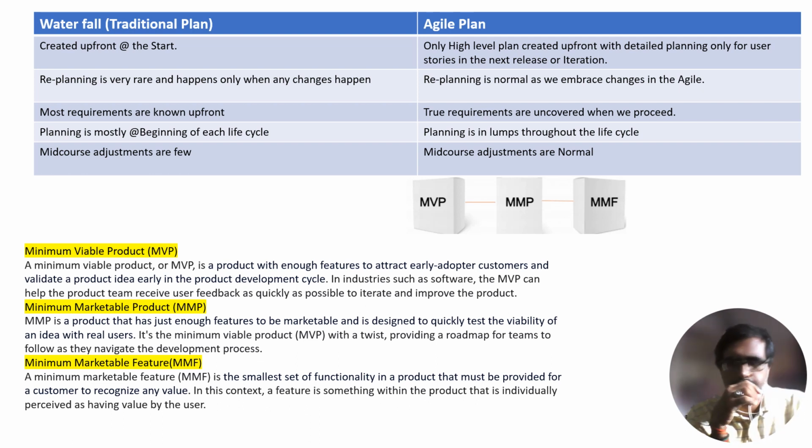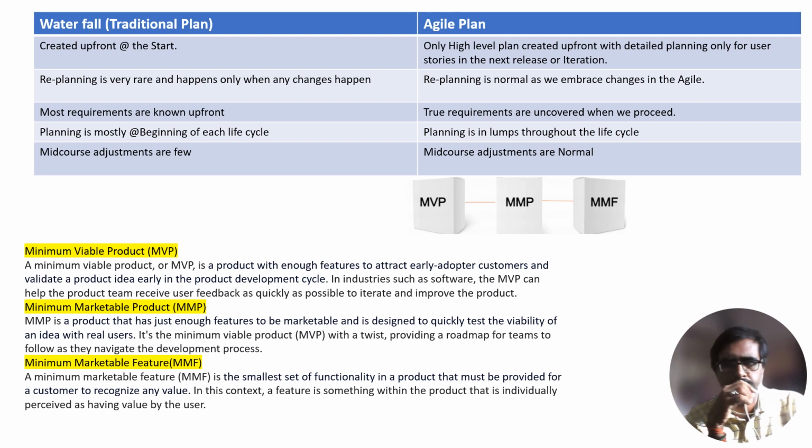The traditional plans are created upfront at the start of the life cycle during the planning stage. Agile plans are created only at a high level upfront, with detailed planning only for the user stories in the next release or iteration. So replanning in the traditional plan is lesser and happens only when changes happen. Therefore, replanning is the norm in Agile plans as we embrace changes in Agile. We always expect changes in Agile.